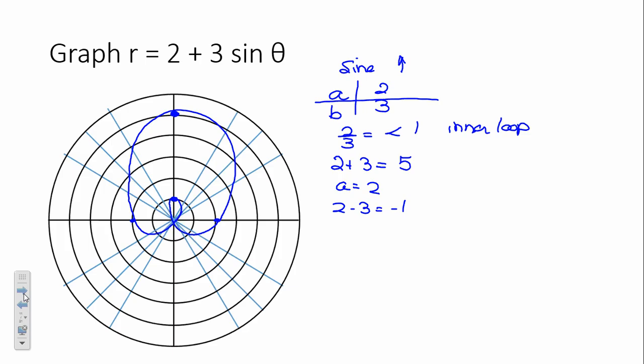Okay, so if it's sine, it's going up and down if it's positive. And if it's negative sine, it's coming down. And if it's positive cosine, it'll go to the polar axis, positive polar axis. Okay?